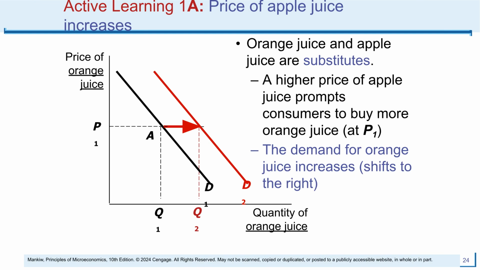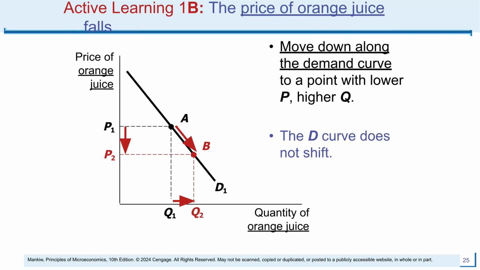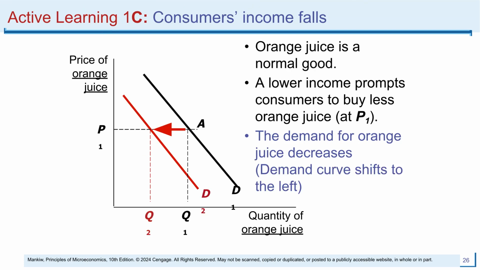A shift is caused by non-price determinants, while a movement is caused by a change in price. This summary slide categorizes the variables that influence buyer behavior. Remember, if the variable is on the axis, it's a movement. If it's not, it's a shift. Let's test your knowledge with an active learning exercise.